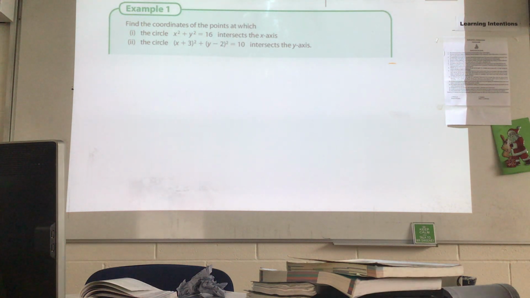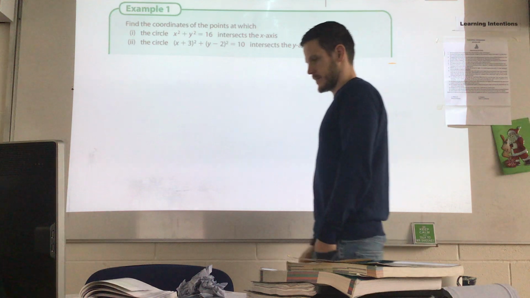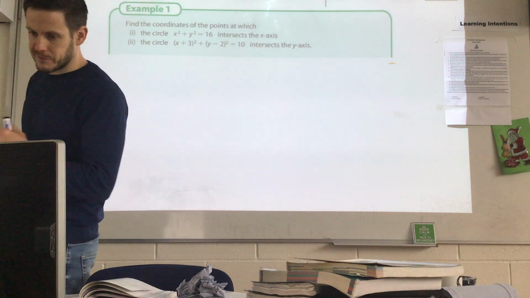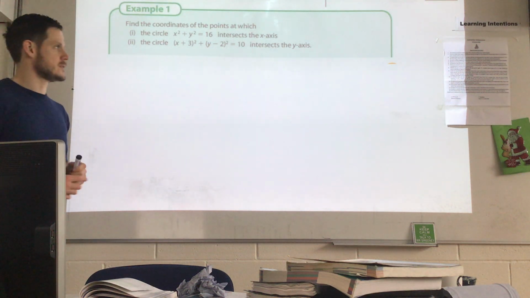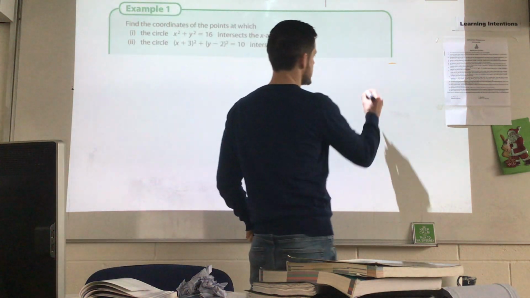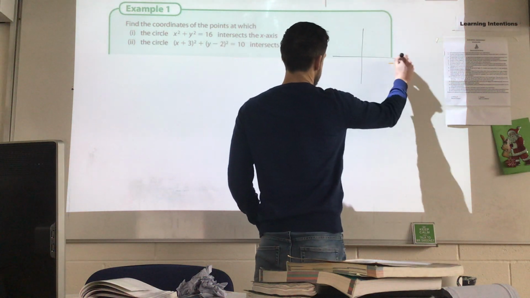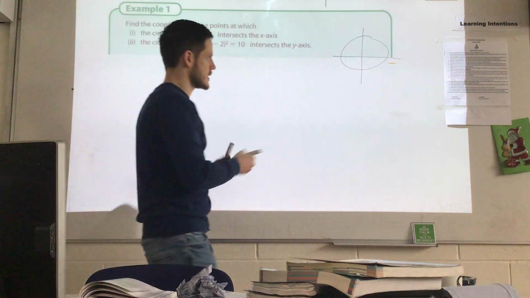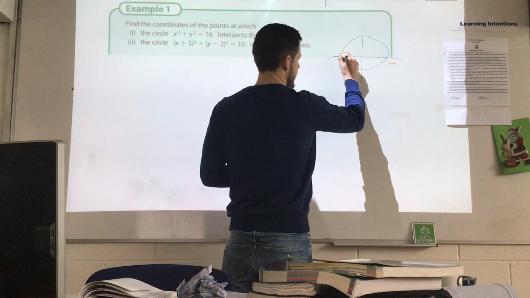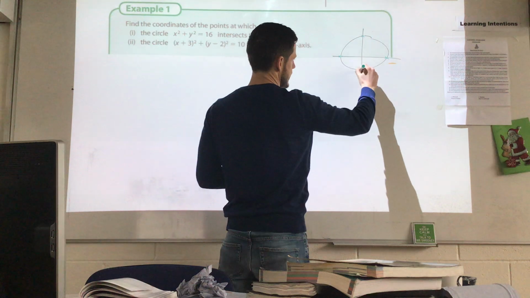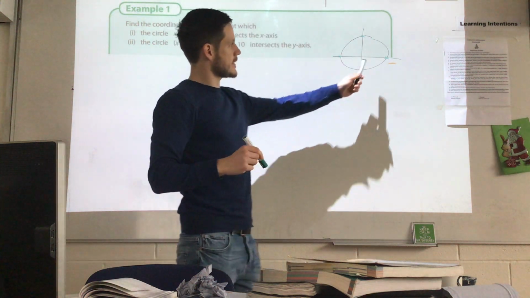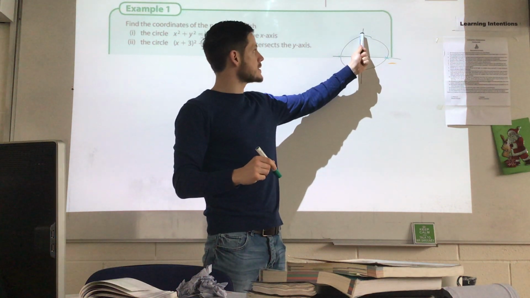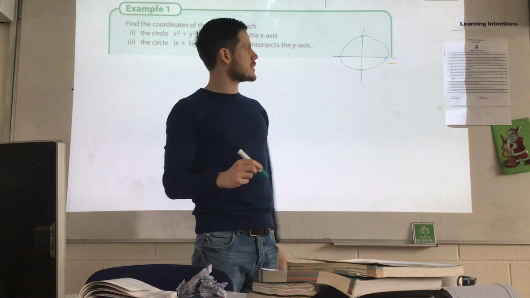Hey guys, so what we're going to look at today is when a circle crosses an x-axis or a y-axis and how to figure out at what points it does. So the situation: you've got an x and a y-axis here and you've got a circle here. What we're trying to figure out is when it crosses the x-axis here and here, and when it crosses the y-axis here and here. So when it crosses the x-axis, y is going to be equal to 0 because it doesn't go up or down. When it crosses the y-axis, x is going to be equal to 0 because it doesn't go across.